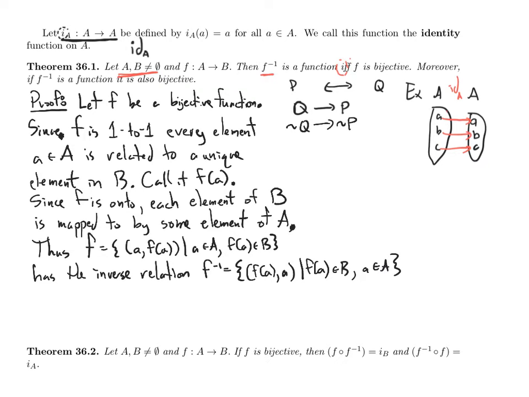So here note the following. Note that for all B in B, B equals f of A for some unique A in A.